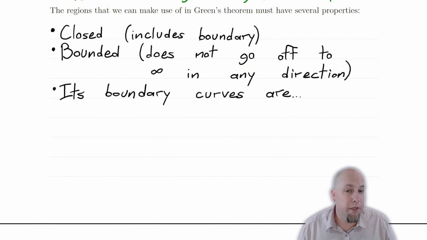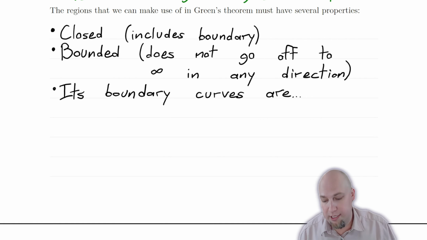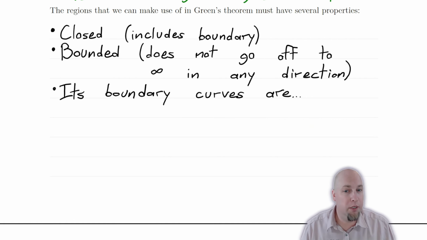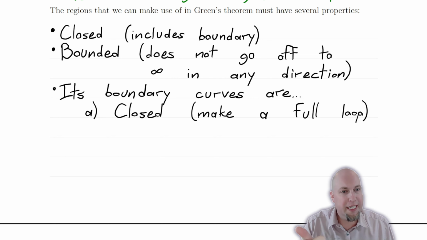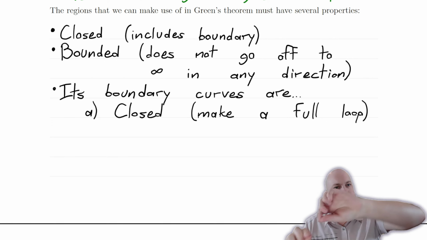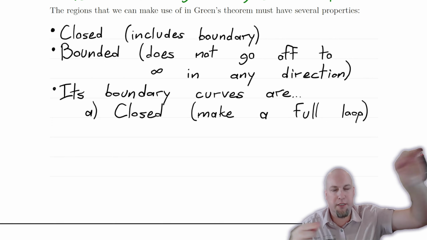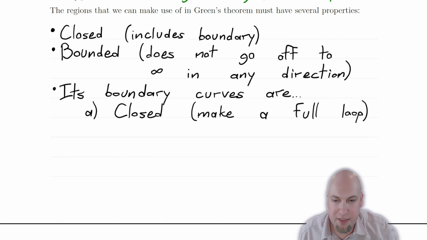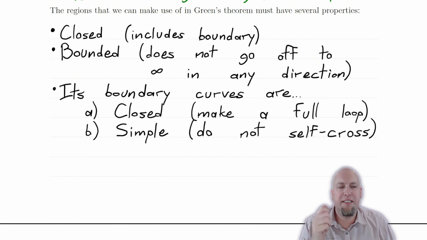Next up, what about its boundary? There are also lots of conditions on the boundary curve of the region D, this curve C. First off, it's got to be closed. Closure of a loop means that the loop comes back to where it started. So it's not just a curve that goes from one spot to another. No, it comes back to where it started. It's a closed loop.